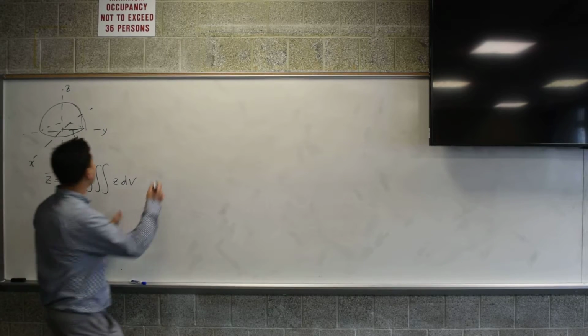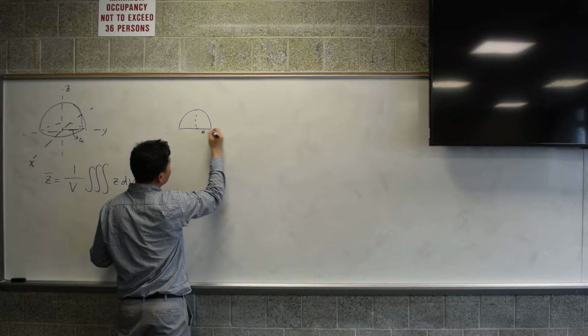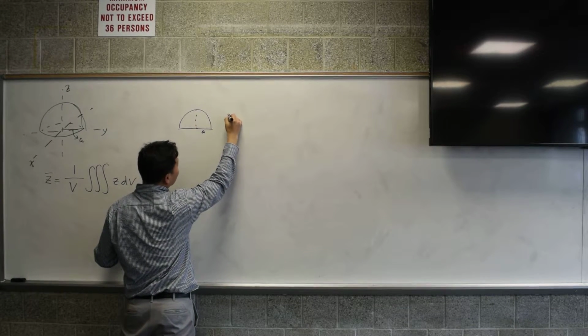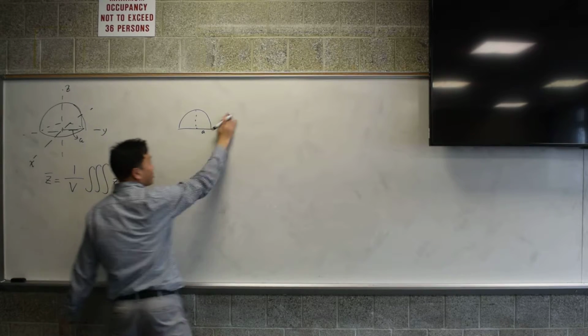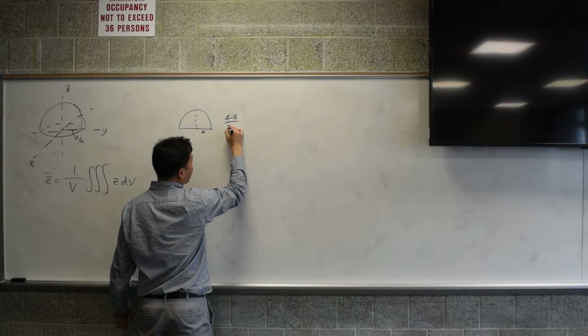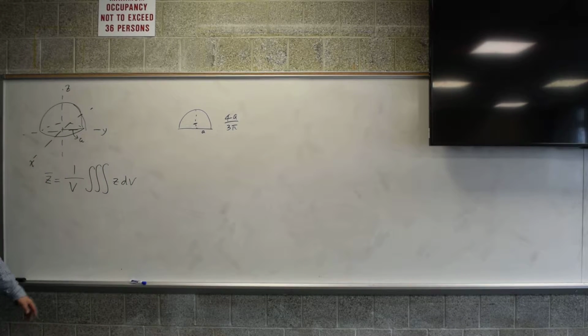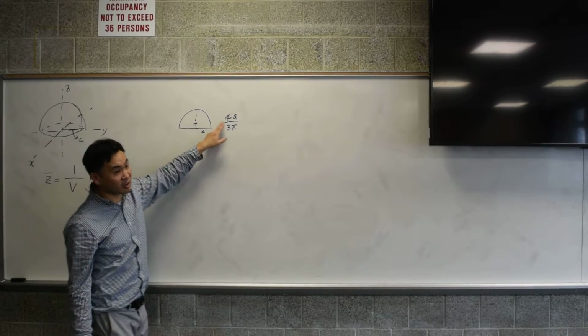If you compare this with the case of the disk of radius a, we figured out the center of mass was 4a over 3 pi. Now, compared with that, would the center of mass of this be lower than that point, higher, or exactly the same? I feel like it would be the same. Actually, my intuition says it should be lower than this value.